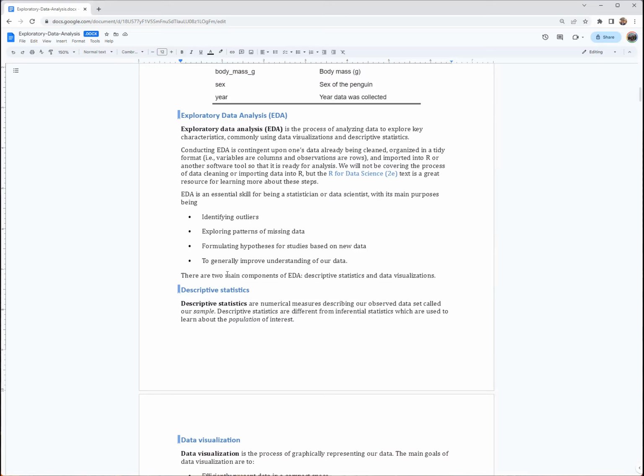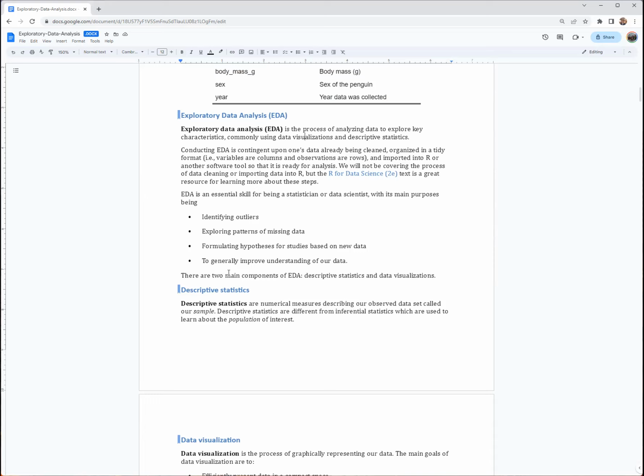EDA is a fundamental skill of being a good data scientist or statistician, and in order to conduct good predictive modeling, to use effective machine learning models, for example, one should have a good, sound procedure for conducting exploratory data analysis first.